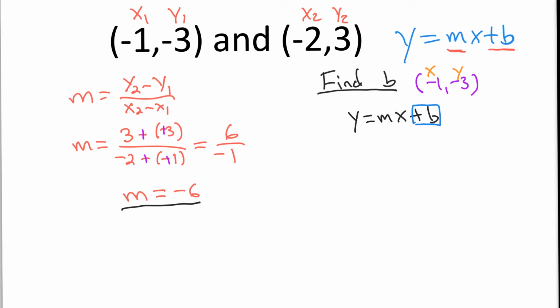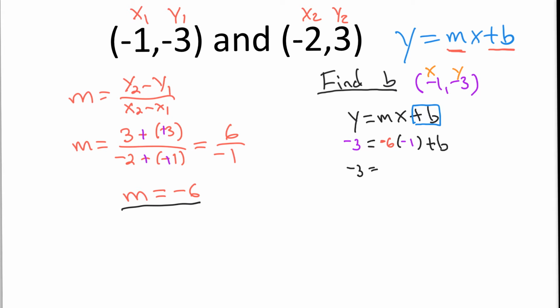So I'm going to put a negative 3 for the y. I'm going to put a negative 6 for the slope. That's what we got. And I'm going to put a negative 1 for the x. So there's a negative 1. And I do have a plus b over here. So you guys solve for b.